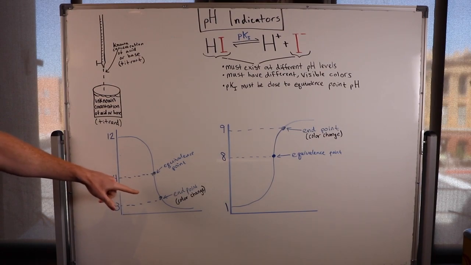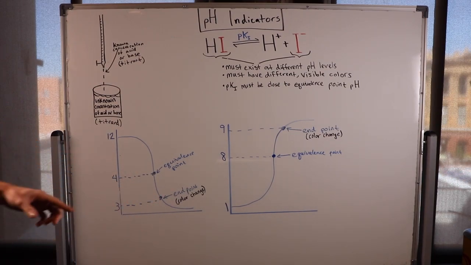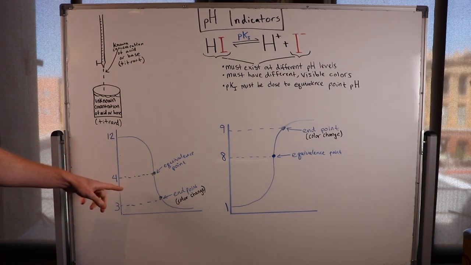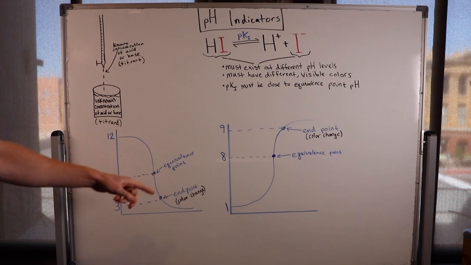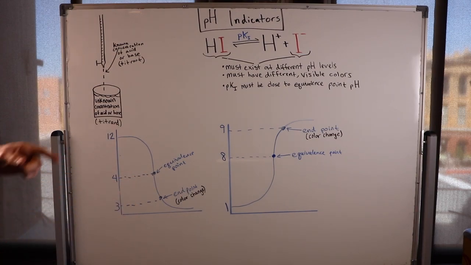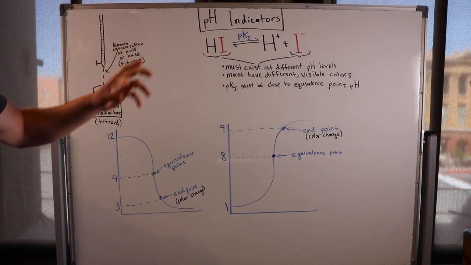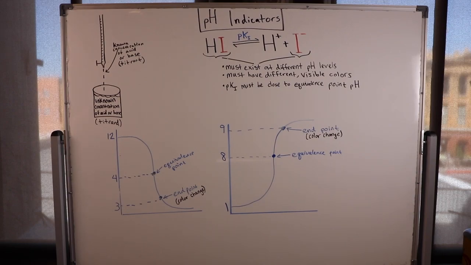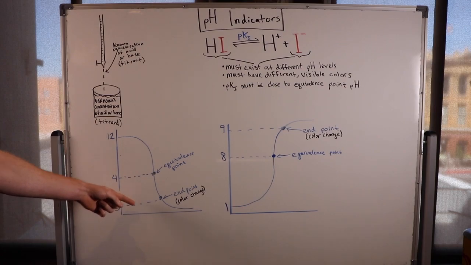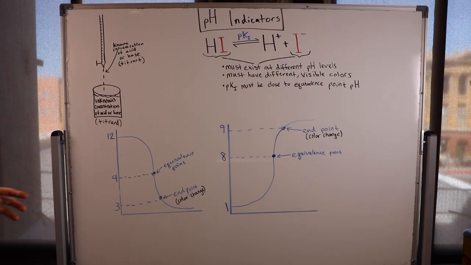And then you see another point here, the end point, and this is actually where the color changes. So if we're using an indicator, the color change is not going to be exactly at the equivalence point, and this is because the indicator itself will usually react with H plus or OH minus, thus skewing the actual pH of the solution when it changes color. So it can get us very close to the equivalence point, but not exactly.